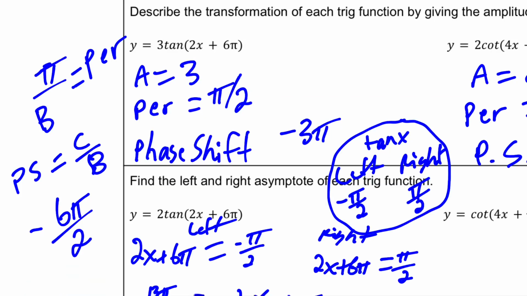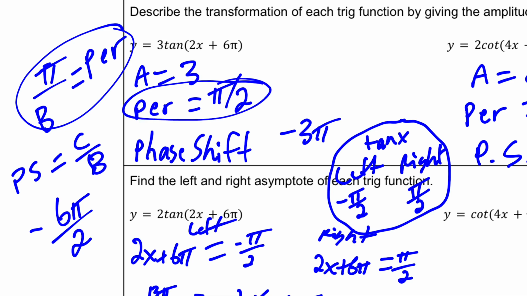For this next one, consider that our period for tangent is pi divided by b. So our b value is 2, so that tells us our period is pi over 2. The amplitude comes from right there in the graph, that's just 3. And to figure out our phase shift, we know that it's c over b, and we just found out what b is, so we can set the phase shift as c over b, and our c value is going to be right here. So that's how we calculate the phase shift, which gives us -3 pi.